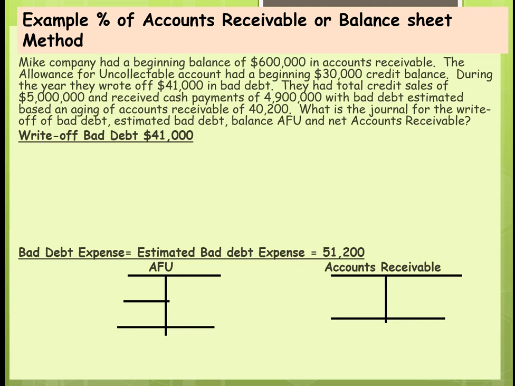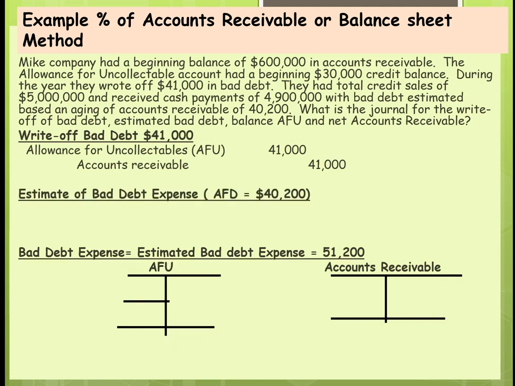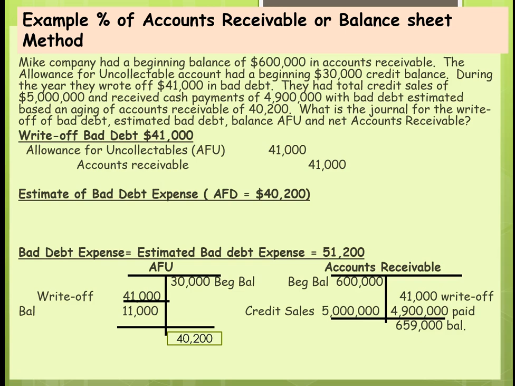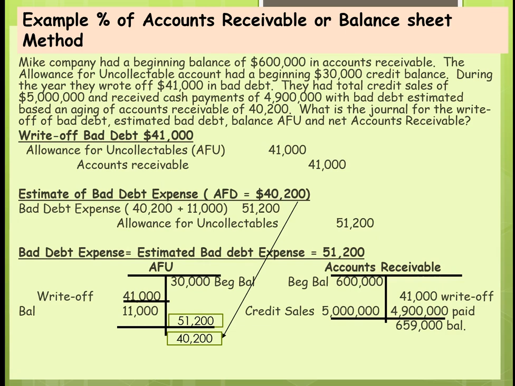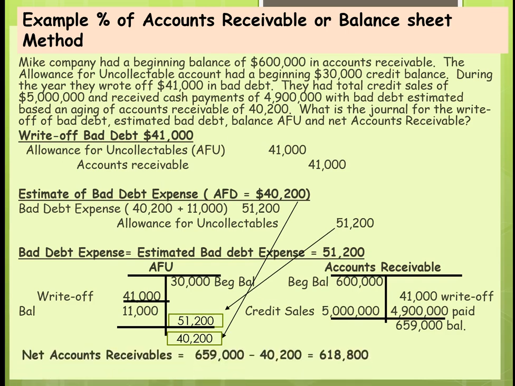So now we're going to go through and do the same problem, except our write-off of bad debt, where our estimate based on aging is $40,200. So we still have the same bad debt expense. Our estimate is $40,200. We have a beginning balance. We now have an adjustment of 11. We may have to take the 11,000 into consideration. So we have to book $51,200. And our ending net receivable is going to be $618,800.